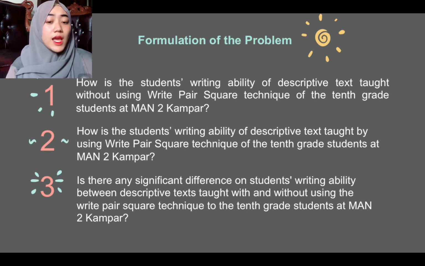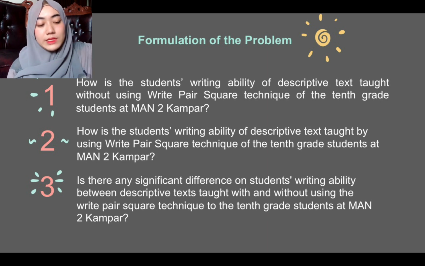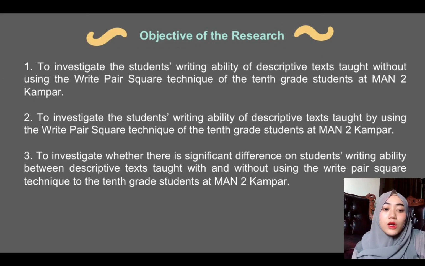And the last one is, is there any significant difference on students' writing ability of descriptive text taught with and without using the Right Pair Square technique to the 10th grade students of Mandua Kampar? Next, we go to the objectives of the research. There are 3 objectives of the research.